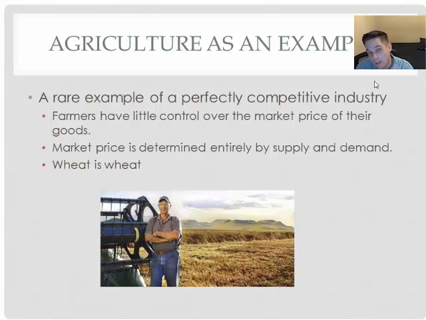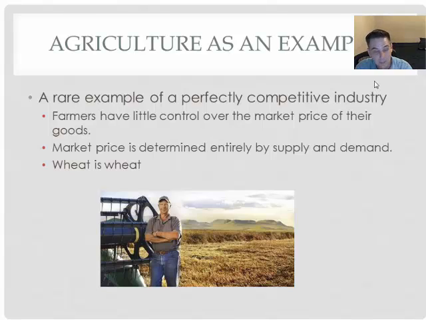Now there are small micro examples. You won't see a whole country in this perfect world, but sometimes you'll see small markets that are pretty close. Agriculture is one of those. It's a rare example of a perfectly competitive industry in which farmers have little control over the market price of their goods. People are going to pay what they're going to pay for wheat. And there's no name brand wheat or generic name brand wheat. I mean, wheat is wheat. Wherever you buy it, it's just the same. No matter who grows it, it's wheat.